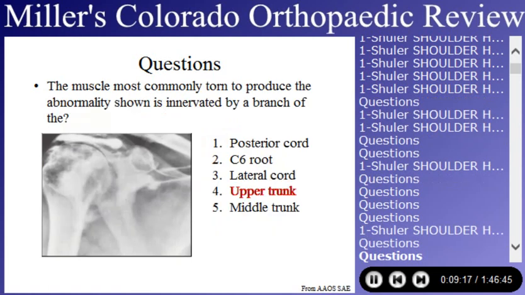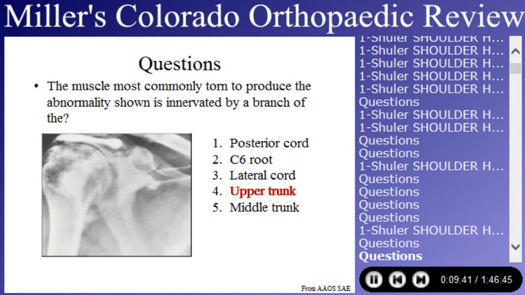One of the things they also like to do is do tests that you haven't seen during your residency. This is an arthrogram showing a rotator cuff tear where you have extravasation outside the rotator cuff and the shoulder capsule. What is the most commonly torn muscle in rotator cuff pathology? Answer? Supraspinatus. Innervated by a branch of what? Look at your diagram.